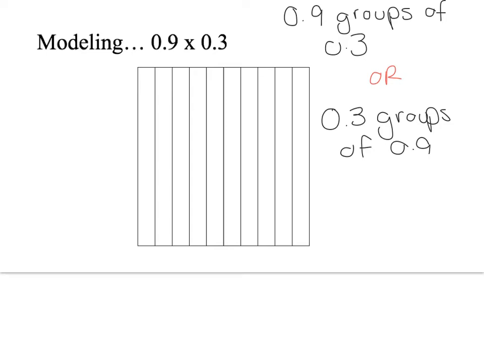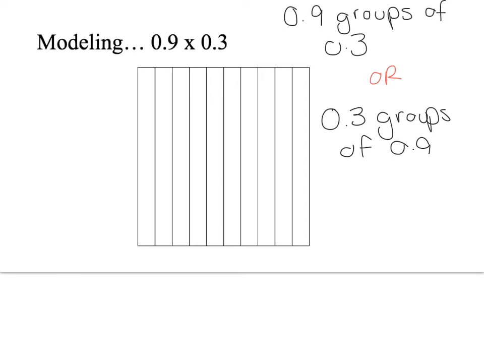We may choose to think of this as 9/10 of a group, or 9/10 groups of 3/10, or we could think of this as 3/10 of a group of 9/10. What's different about this problem is if we're talking about having 9/10 of a group of 3/10, that's not even one whole. We don't even have one whole group of 3/10, so we have part of that group, which means we must have a smaller number than 3/10 after we multiply these two numbers.